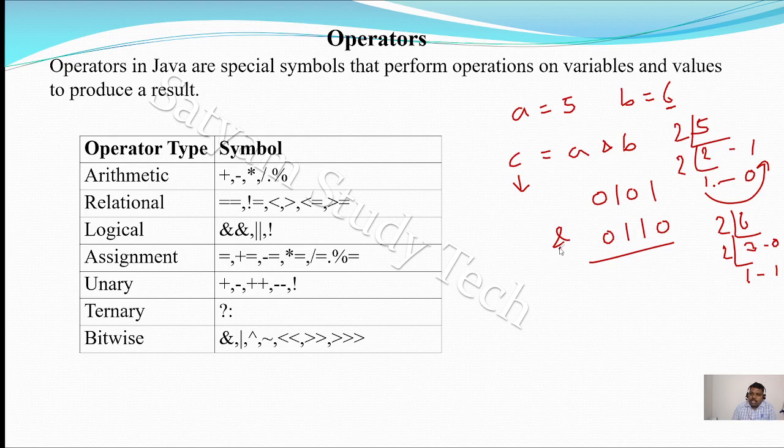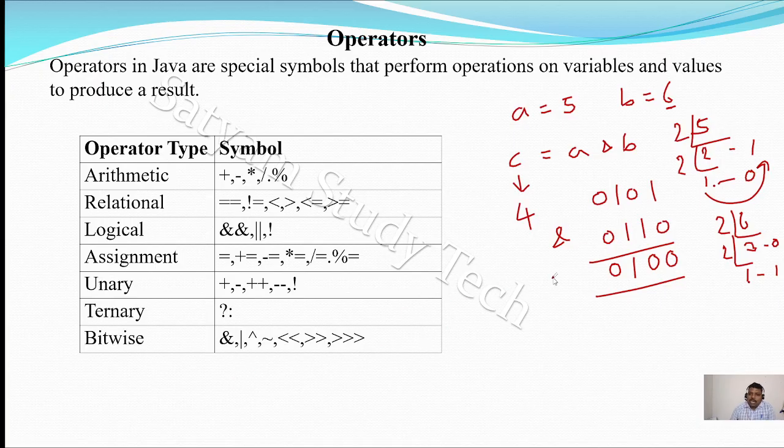What does AND mean? Only when both inputs are 1, the result is 1. So 1 0 is 0, 0 1 is 0, 1 1 is 1, 0 0 is 0. So what is the value here? If you print C, the value is 4. You can print the 4.